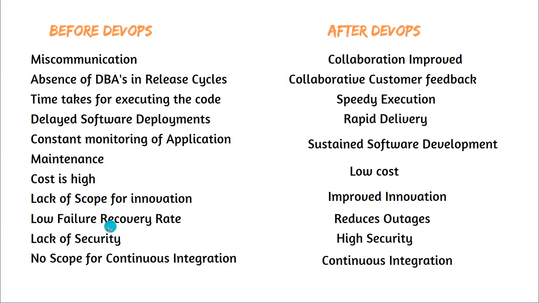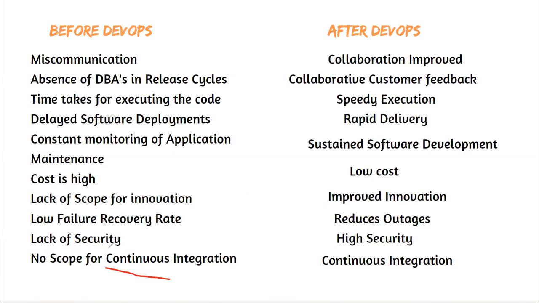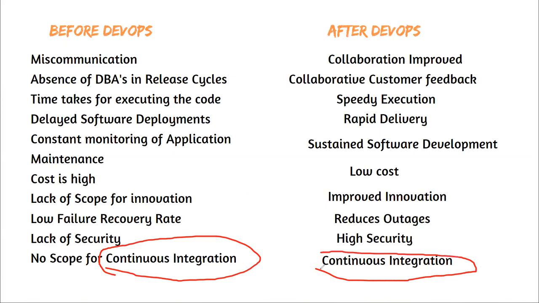Next, low failure recovery rates. The recovery rate was very low and now the recovery rate is very high. Next, security. We had a lack of it previously, but now we have very high security. And there was no continuous integration. But after DevOps, do we have continuous integration? Yes. This is the major part actually.